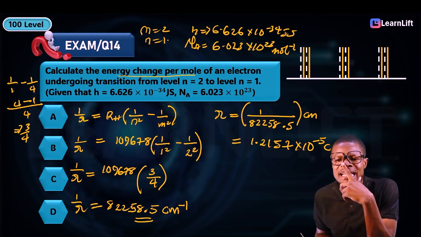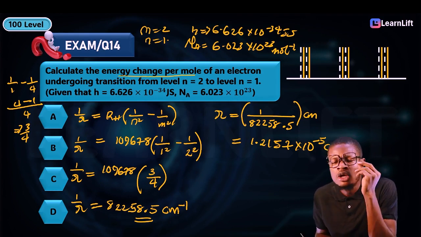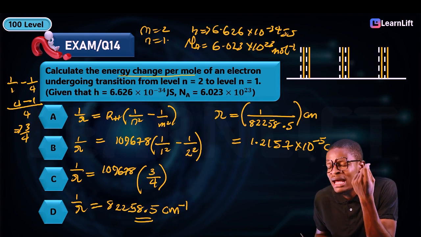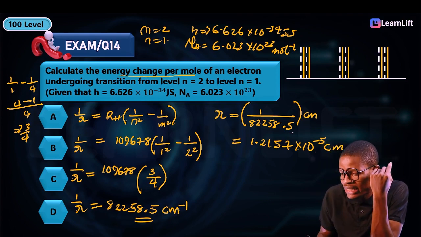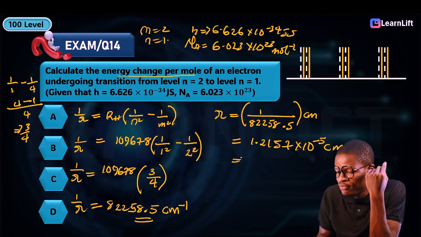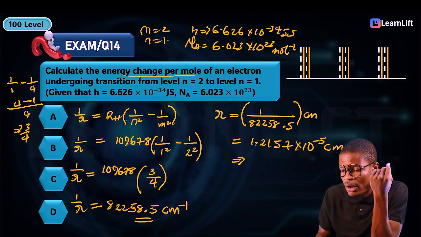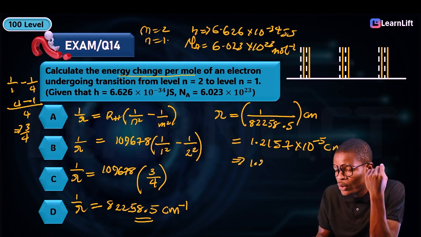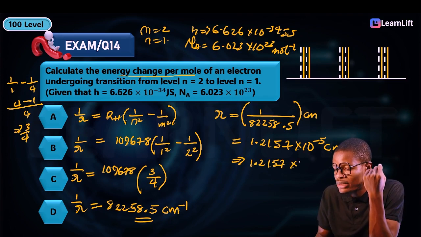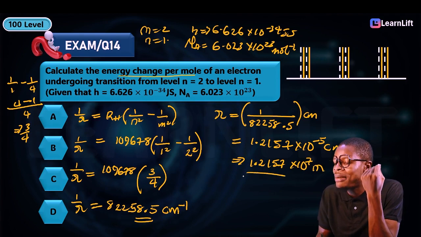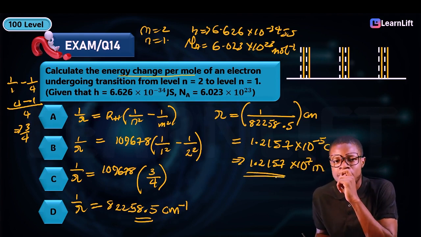But I don't need my answer in centimeters. I want to work with meters. So for me to accurately work with meters, I need to convert this answer from centimeters to meters. So what is it going to give me? Of course, I just divide by 100, right? If I'm dividing it by 100, automatically it's going to give me 1.2157 times 10 raised to the power of minus 7 in meters. So I've gotten my wavelength.